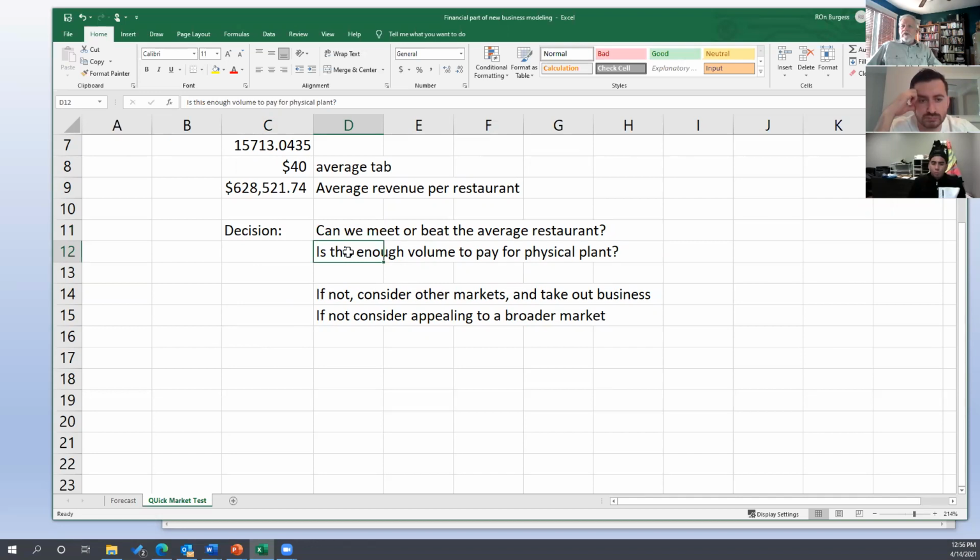So is it enough to be able to pay for the physical plant? Well, if you've got 10 or 20,000 square feet, that's not going to get paid for by $600,000, so you've got to make a go or no-go call on that one as well. And if that's not the case, then you come back and ask, okay, what about the other markets that could supplement this?